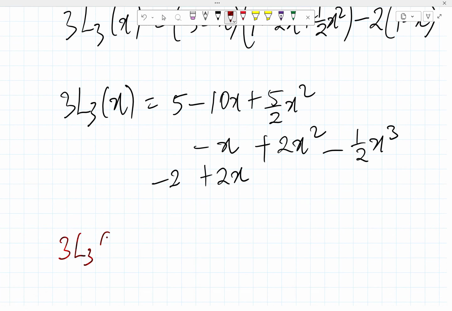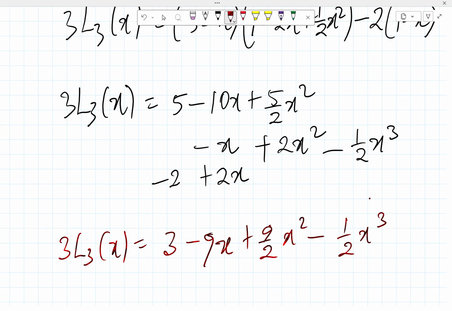So we have 3 L3 of x to be 5 minus 2, that's 3. Then minus 10 minus x, that's minus 11x. Minus 11x plus 2x, that's minus 9x. Then 5 over 2 plus 2, that'll be 5 over 2 plus 4 over 2, that's 9 over 2 x squared. Then minus 1 over 2 x cubed.